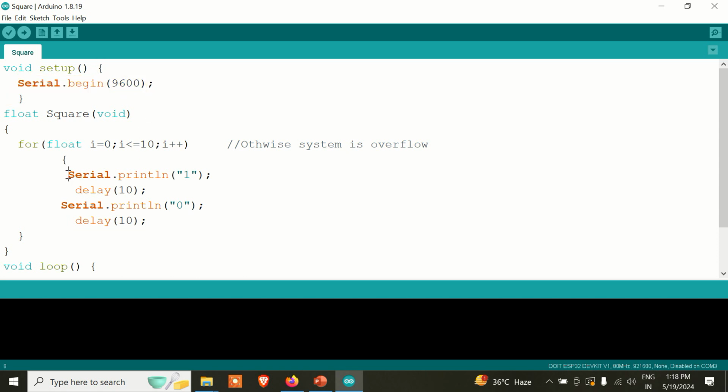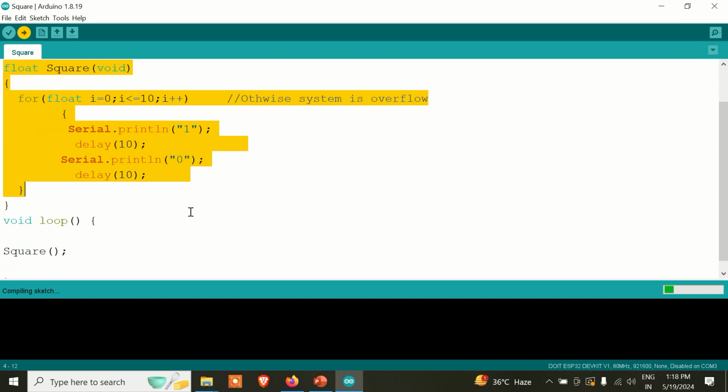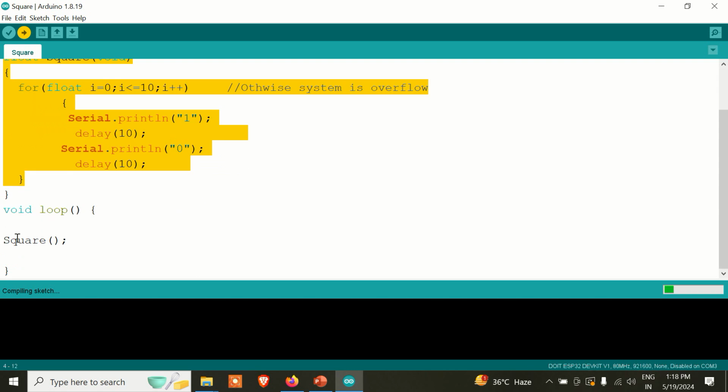Let's display this waveform on computer monitor by using serial port. So serial print high state, serial print low state with a delay. So in this program, this function square wave generation is a function, and we have called from the loop, void loop, which is executed infinite number of times.